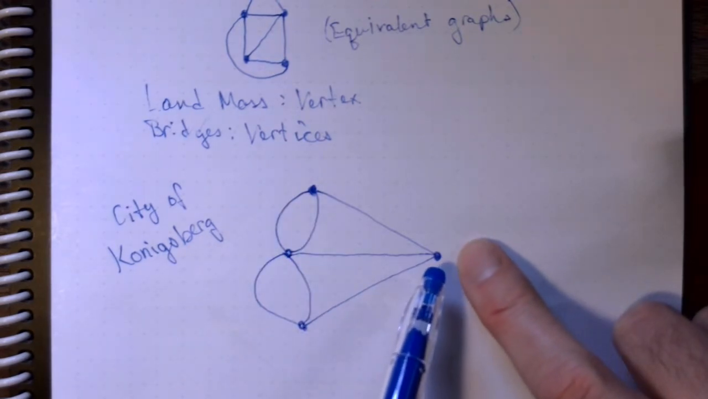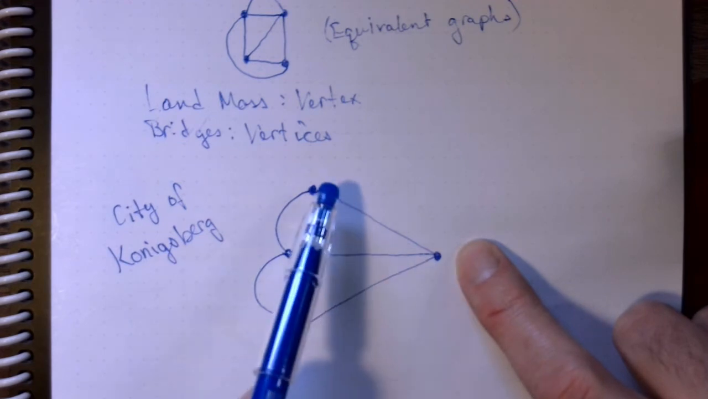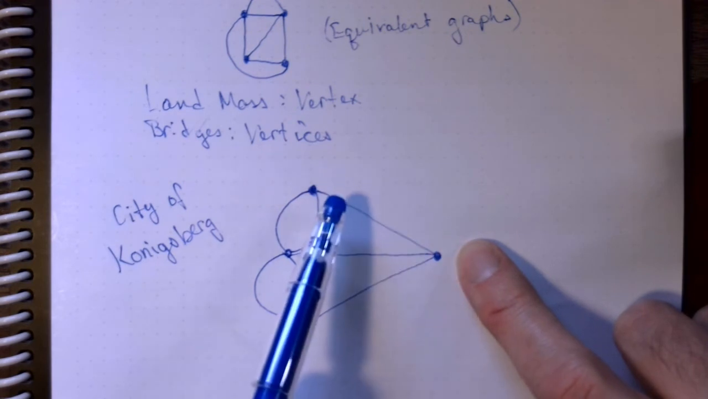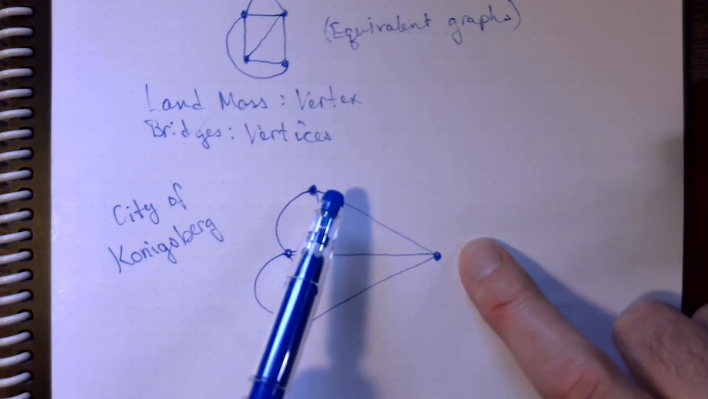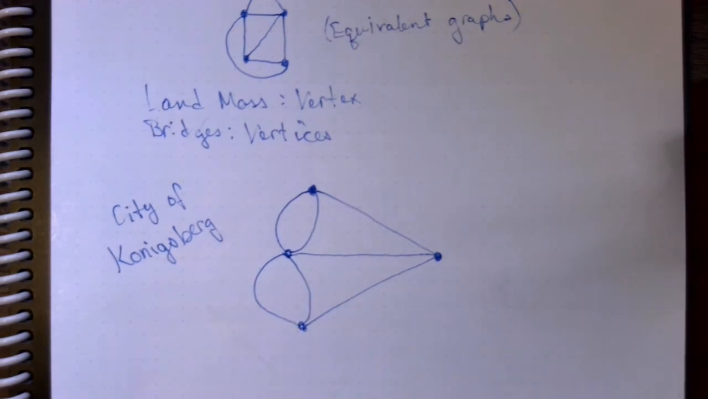If you start here, you need to go out, and if you're going to traverse each of the bridges exactly once, well, you've got to come back on one of these, whichever one you pick, and then you'll have to leave via the other one. And now you've used up all the edges coming to this landmass.